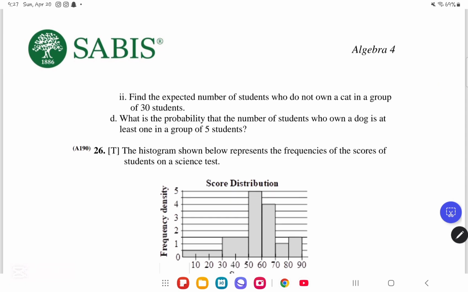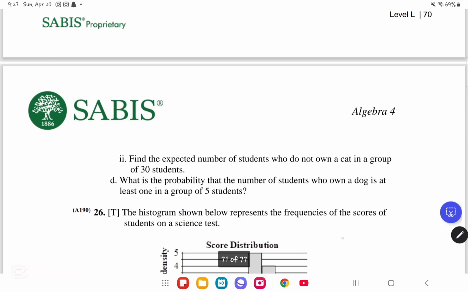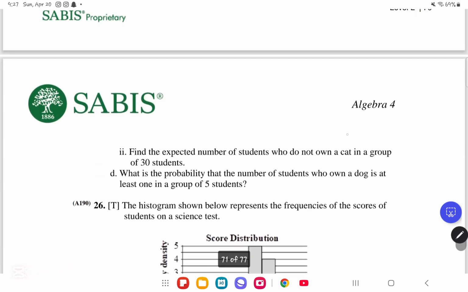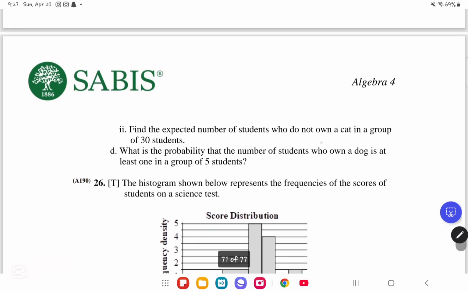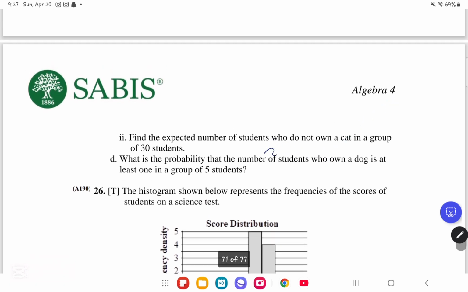So in part D, they said, what is the probability that the number of students who own a dog is at least 1 in a group of 5 students? Okay, so we know that the probability of owning a dog is 1/5. Probability of not owning a dog is 4/5. How do you find that?